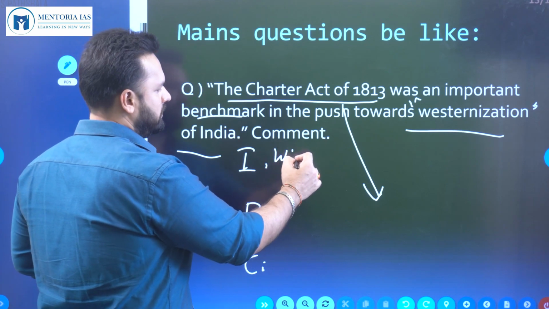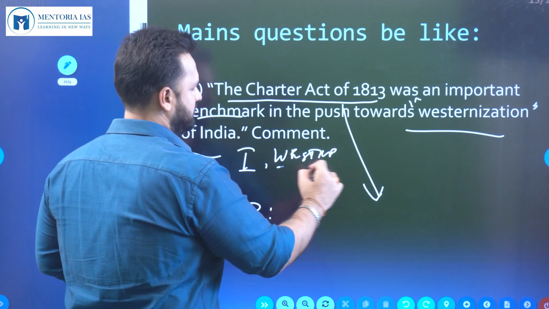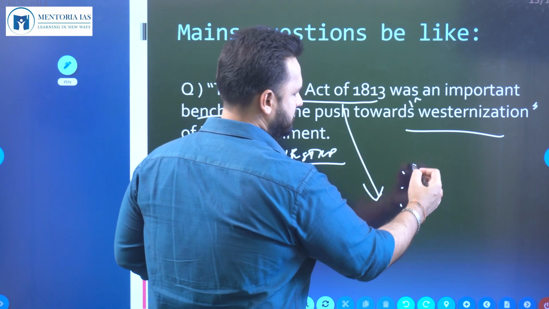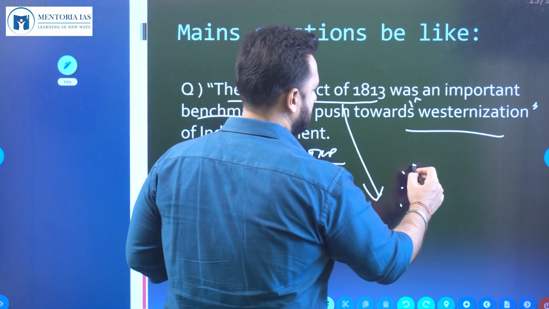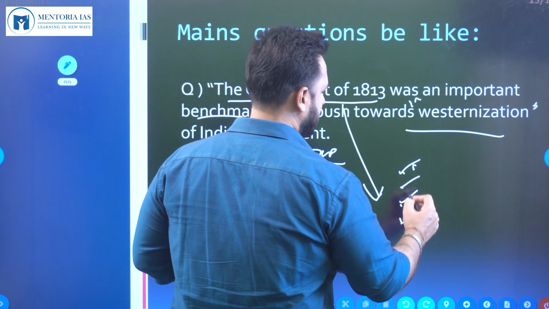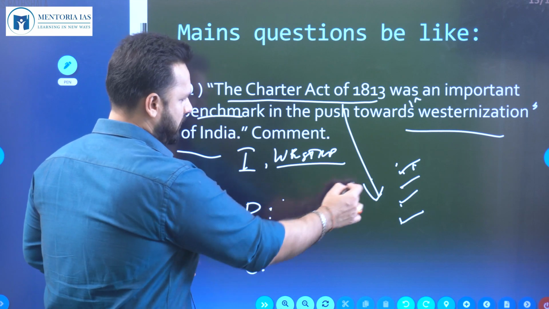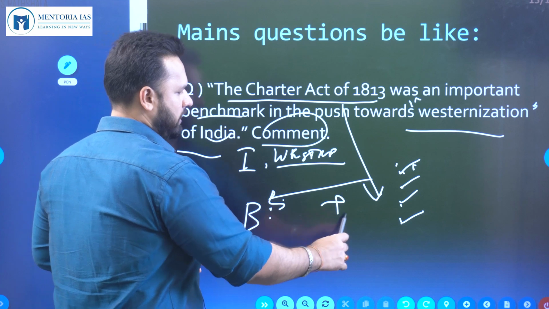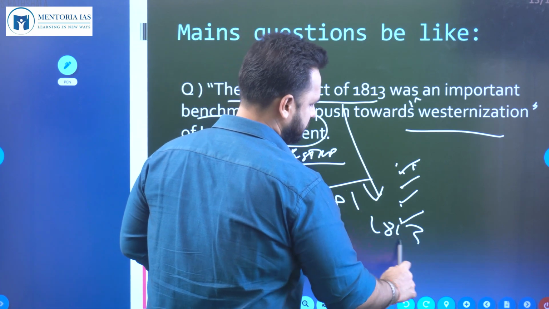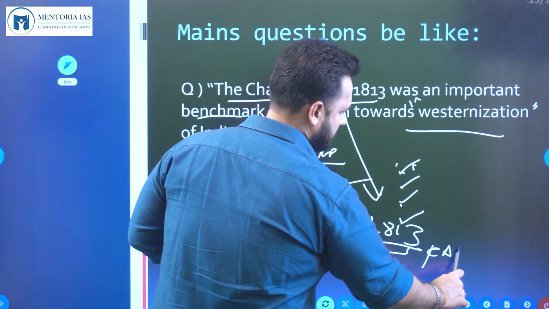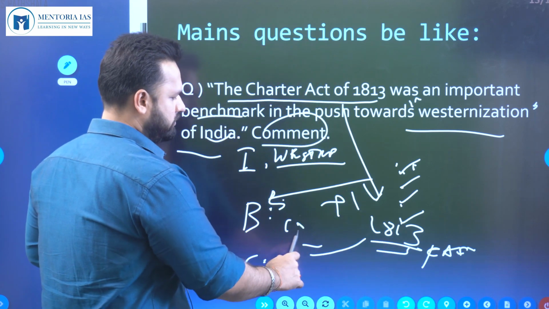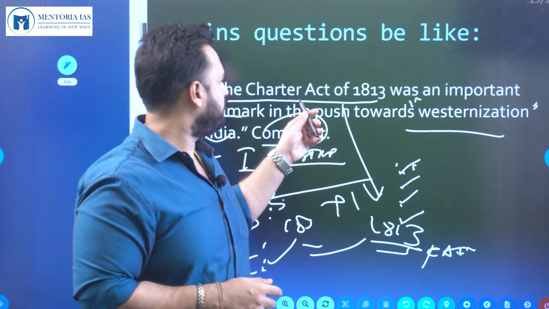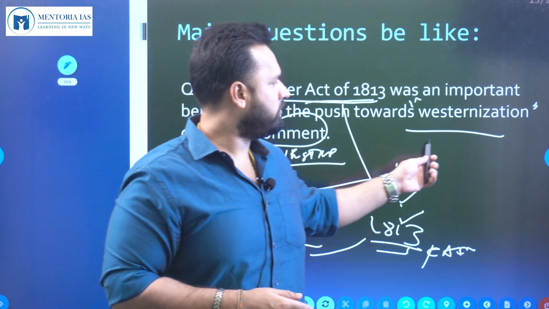Okay, you introduce with the definition of westernization, and then you go to the body. In the body, you specify the Charter Act features, all the features of 1813, and then you mention these points in the body. You also write about negative points about the British 1813 Act and how it failed. And then 1833 was also passed and 1853 was passed, and then you conclude saying that there was an impact of the Charter Acts in making India into a westernized state.